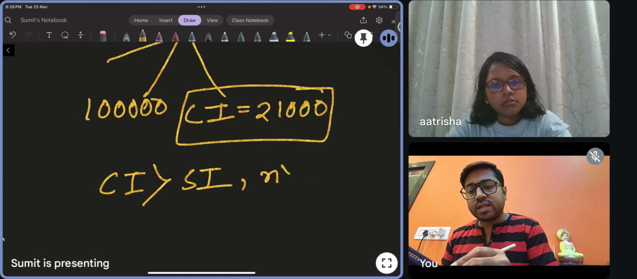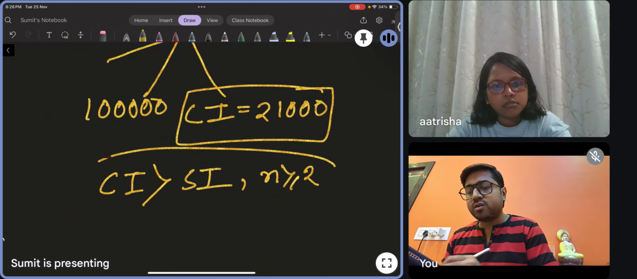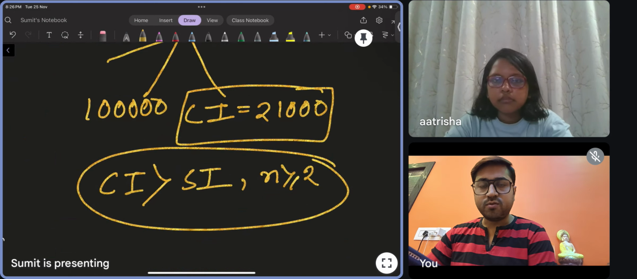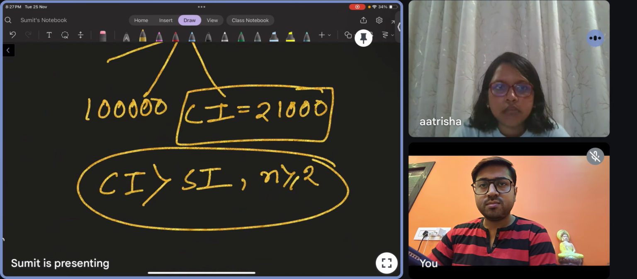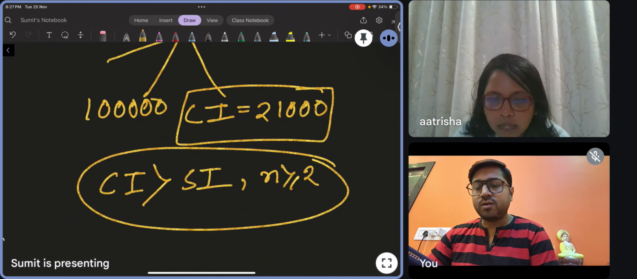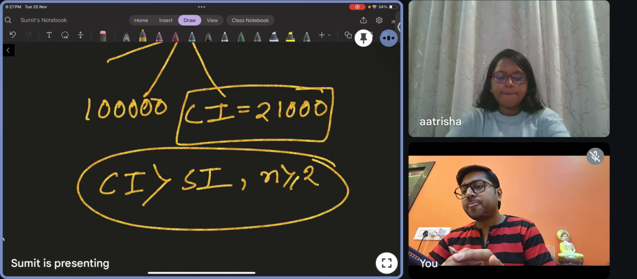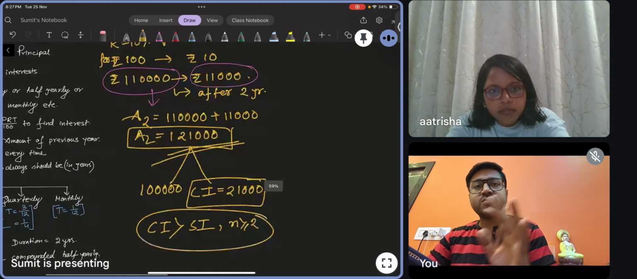CI is always greater than SI when n is greater than or equal to 2. That means when the number of years is 2 or more than that. For 1 year, they will be the same. Clear? If it is for 1 year, then CI and SI will be the same. Okay. So have you understood the concept of CI and SI?